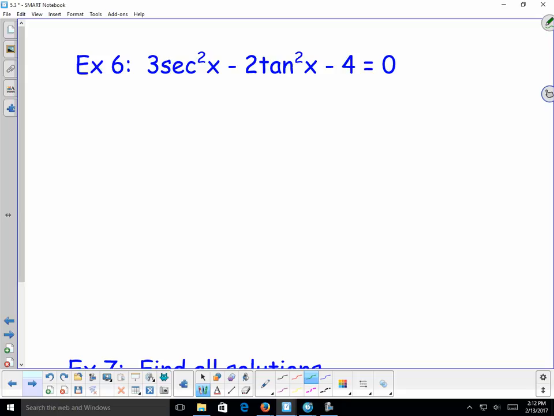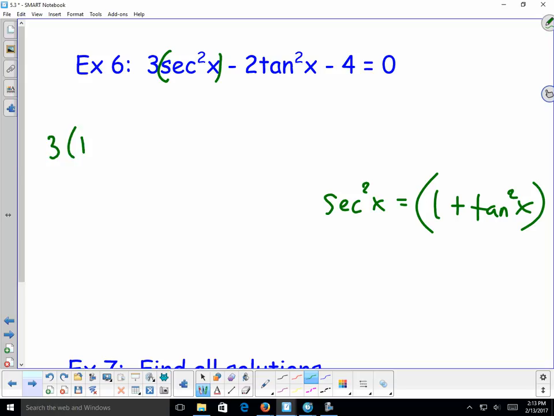You could do 1 over cosine and sine over cosine. I would think that there's an identity that gets you from secant squared to tangent squared or vice versa. What would that be, Sammy? Secant squared is equal to, wait, is it 1 plus tangent squared? 1 plus. All right, so we could maybe make that substitution. Plug in, take this secant squared out, and replace it with 1 plus tangent squared.